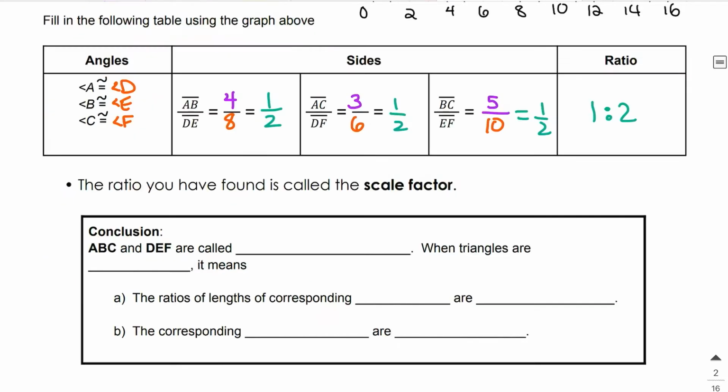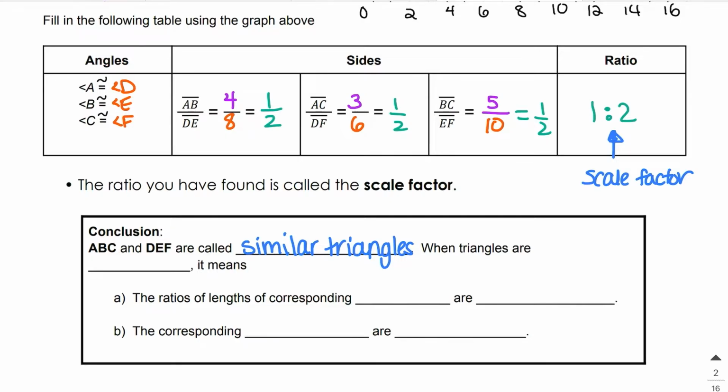Okay? So here it says the ratio that you have found is called the scale factor. So this is your scale factor. Okay? And this is just a conclusion of everything that we've learned so far. ABC and DEF are called similar triangles.